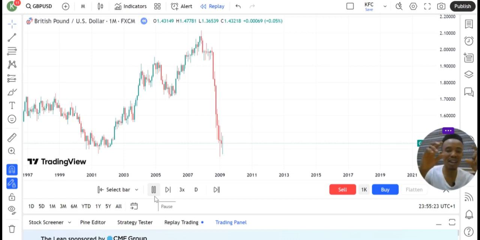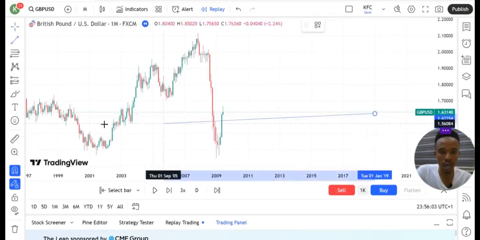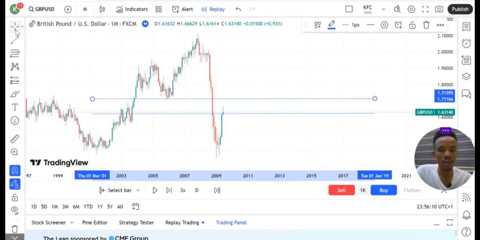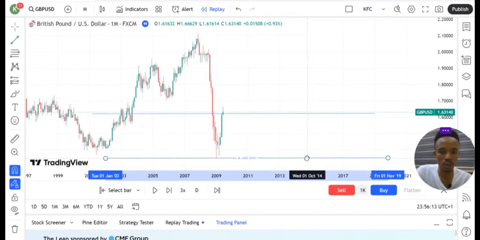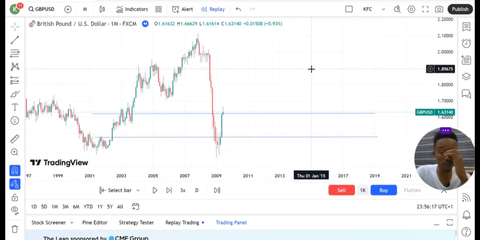As the candle forms, which is going to form soon, we're going to take the high of the candle and the low. So this is the candle, this is the high of the candle, and then we mark the low of the candle. So we have the two of them there.